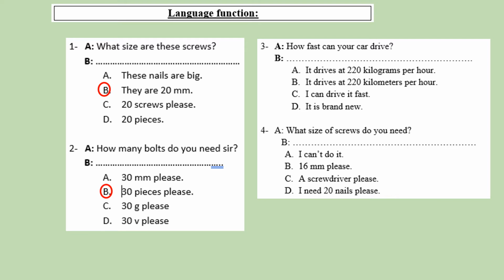Number 3, how far can your car drive? Sorry, how fast can your car drive? A, it drives at 220 kilograms per hour. B, it drives at 220 kilometers per hour. C, I can drive it fast. Or D, it is brand new. Of course, the correct answer is B. It drives at 220 kilometers per hour.